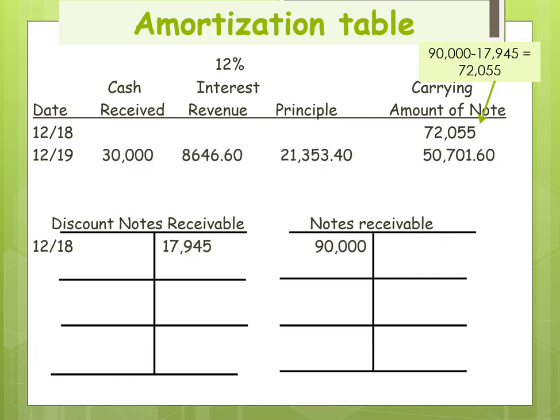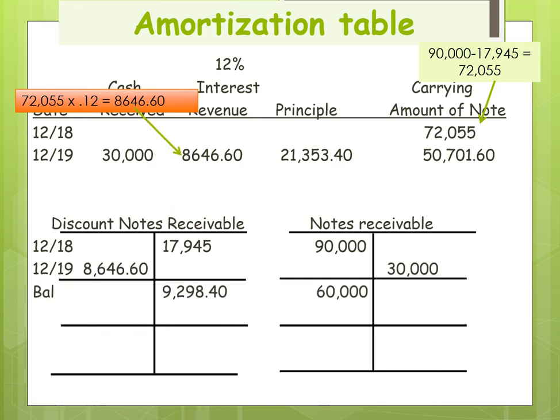Now the first payment is going to be the net amount times 12%. We're going to book that. Now we have a new balance in our discount on notes, and our notes receivable has gone down to $60,000. So if we take the $60,000 minus the $92,940, we get our $50,760.